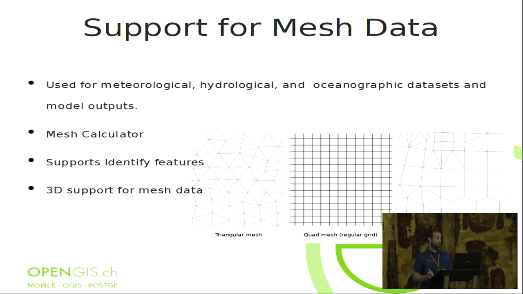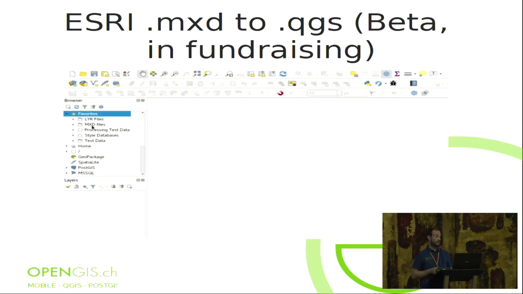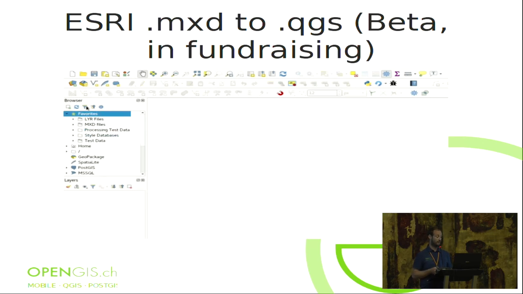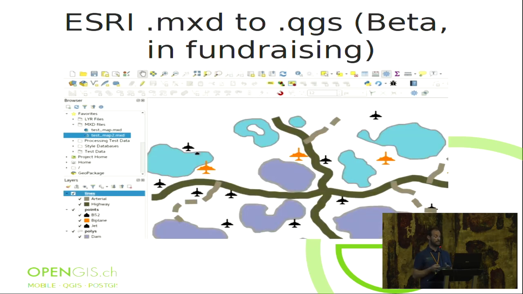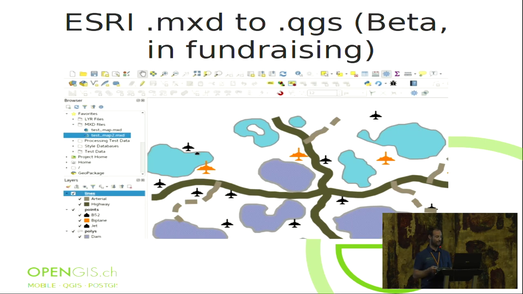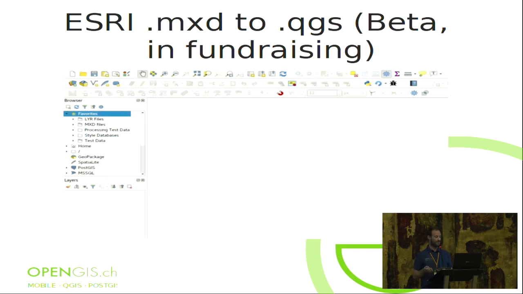Then we added the support for mesh data, used often for meteorological, hydrological, and so on data. There is a mesh calculator. It supports identifying features. And there is 3D support for the mesh. There is a project to allow you to migrate much more easily from ArcGIS projects to QGIS projects. It is in beta, it is in fundraising, so it's called Slayer, in case you want to help fund that. Basically, it's the quickest path to move your project from ArcGIS to QGIS.